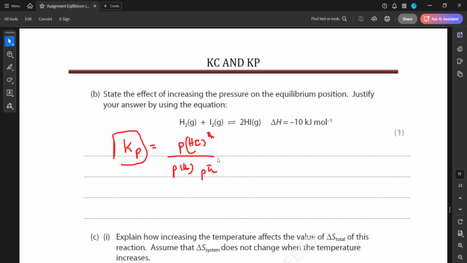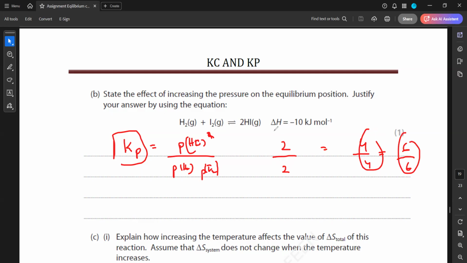But what happened to the mole fraction? The mole fraction will remain the same. Why will it remain the same? Because we have a total of two particles on the reactant side and two particles on the product side. So if I increase the pressure, let's say it was 2 and 2, if I double the pressure, this will become 4 and this will also become 4. If I triple the pressure, this will become 6, and this will also.